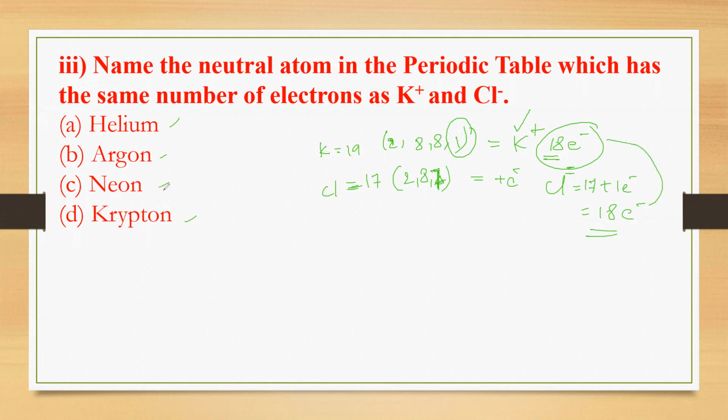Among these noble gases, or zero group elements, or 18th group elements, which has 18? You know that helium is 2, argon is 18, neon is 10, krypton is 36. So which is the correct element suitable for K plus and Cl minus? The element with atomic number 18 is argon. So what is the correct answer? Argon, in its neutral state, contains the same number of electrons. Okay, this is the way to understand the question and predict the answer. Move to the next question.